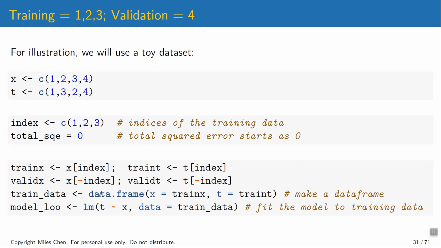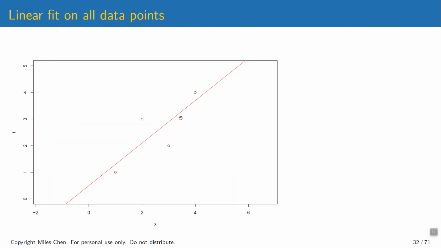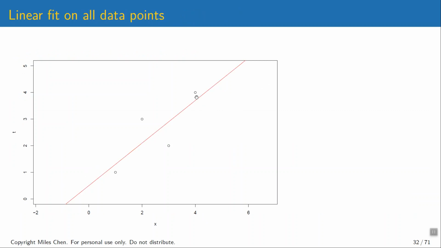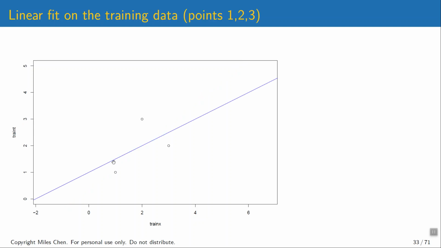Then I combine these together to make a data frame, where X is the training X and T is the training T. Then we fit the model, leave one out, which is a linear model predicting T based on X, using the training data. So this is if we fit on all 4, and if I keep just the first 3 observations, I throw this one away and fit a linear model on these 3. And this is the one validation point.